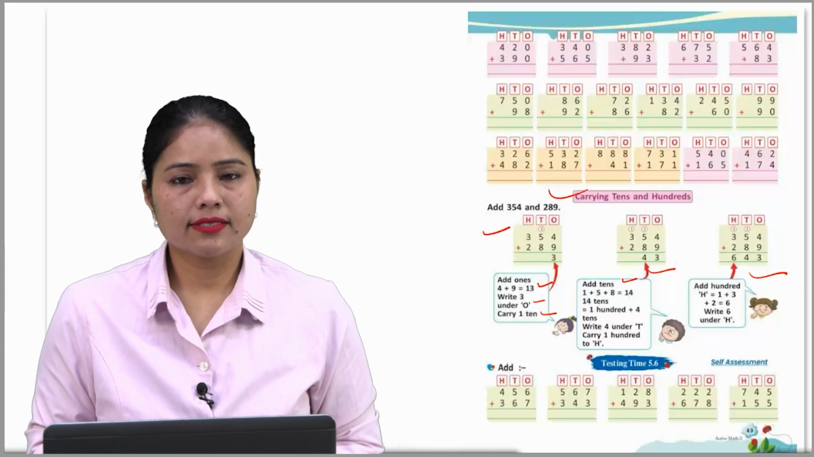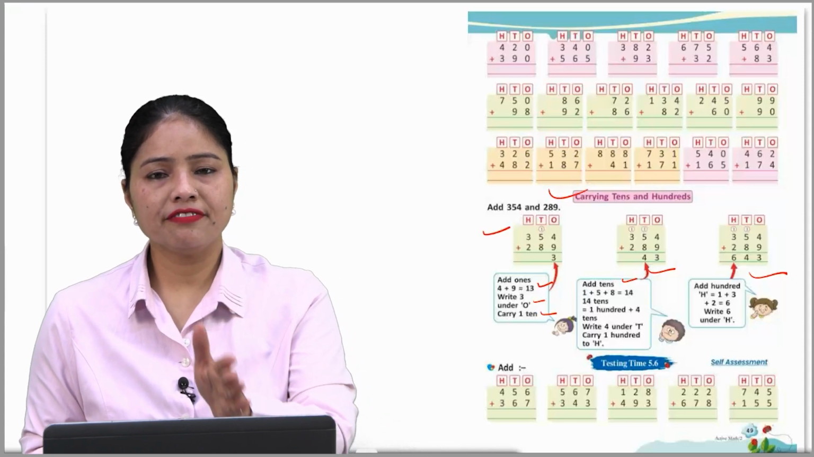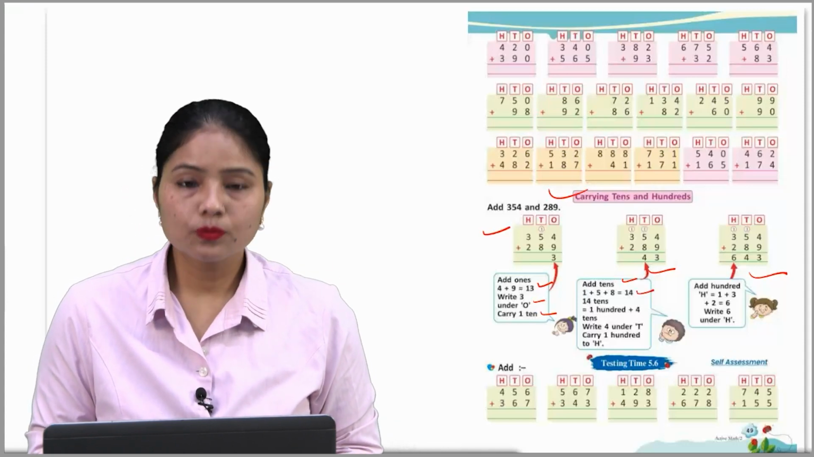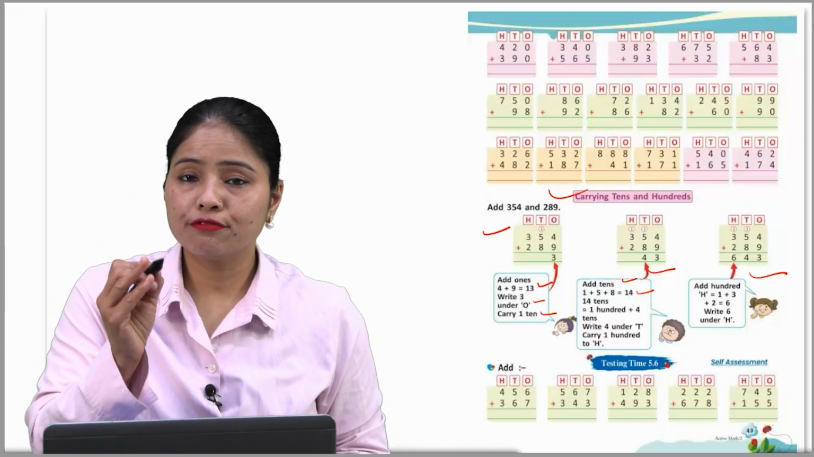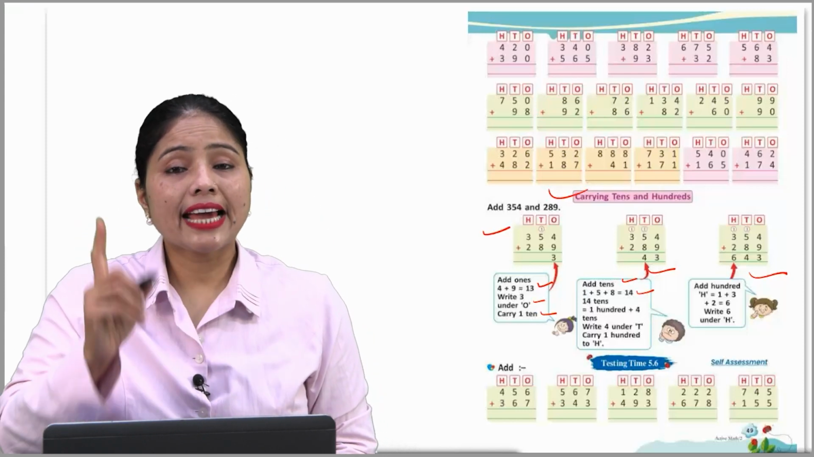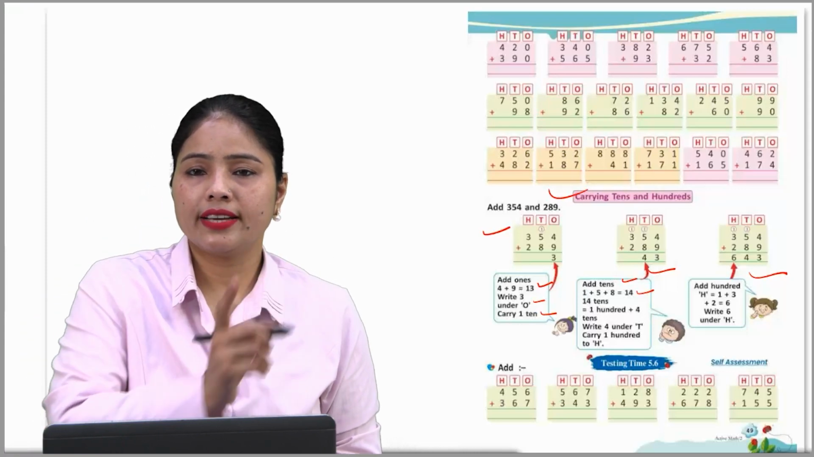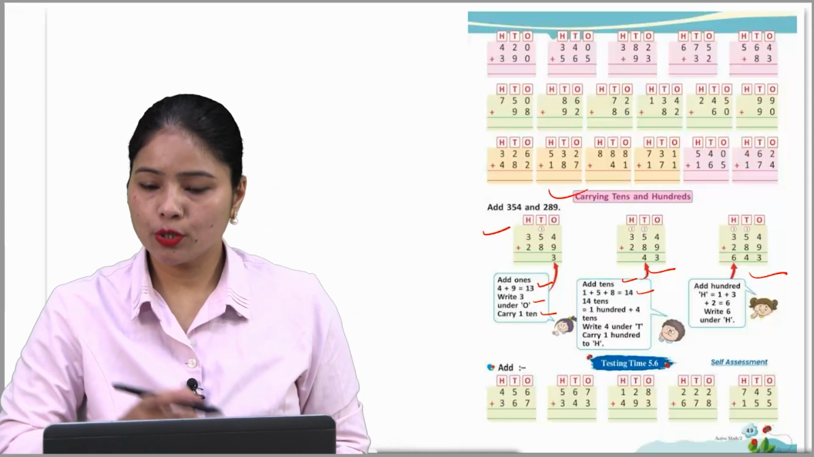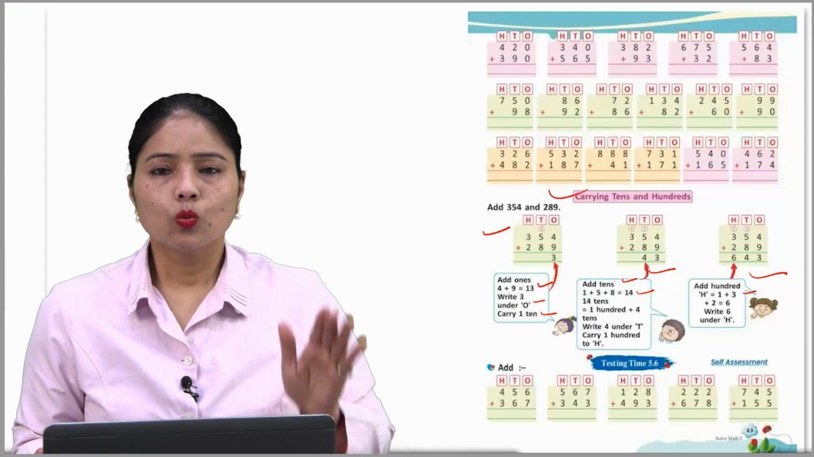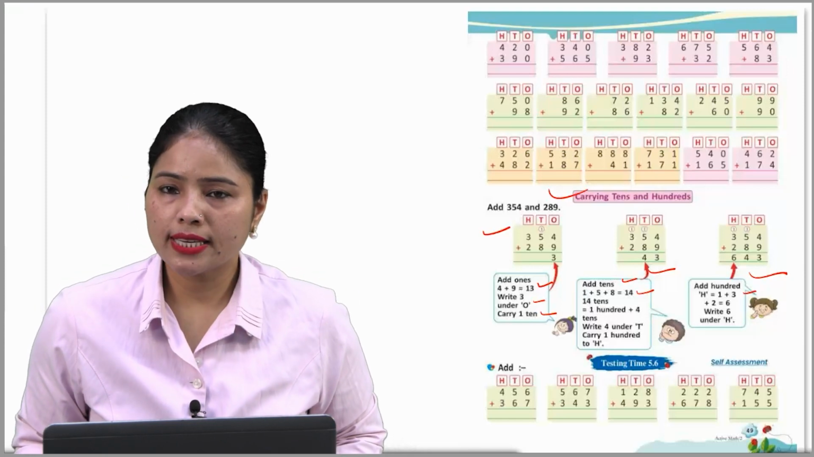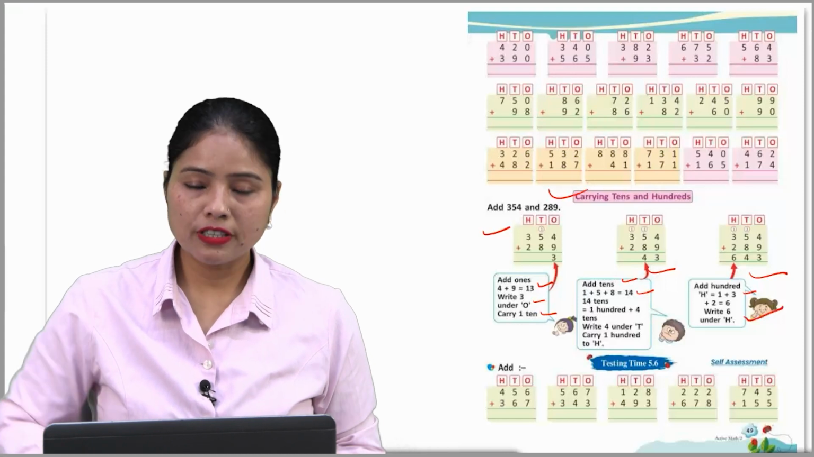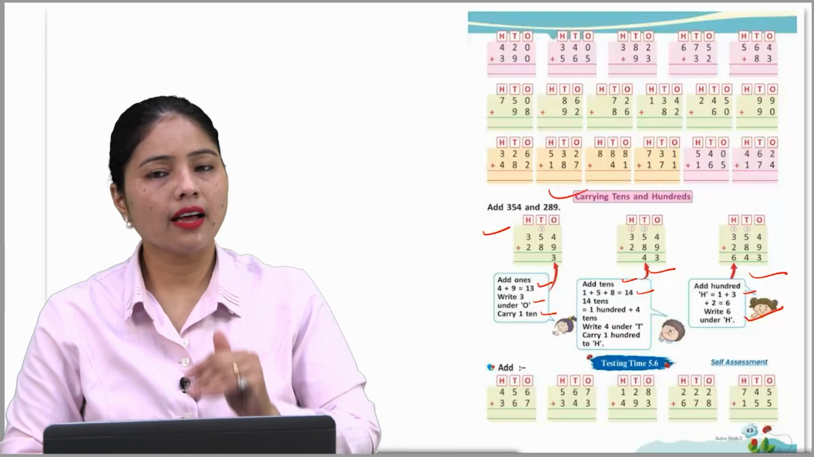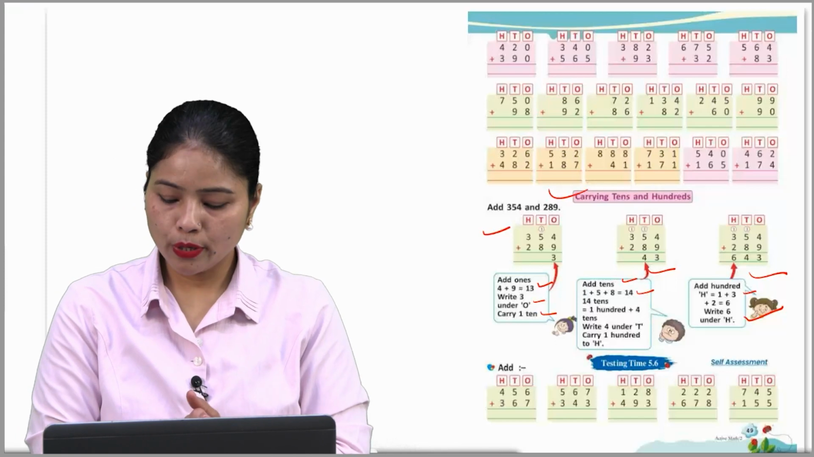Now add tens. Tens को add किया. 1 plus 5 plus 8, 14 बन गया. 14 tens हमारा क्या बन गया? 100 plus 4 tens. So write 4 under tens and carry 100 to hundreds. Add hundreds. अब hundreds को add करेंगे. 1 plus 3 plus 2 is equal to 6. Write 6 under H means hundreds. So this is how we solve the carrying tens and hundreds. Okay. I hope you understood.